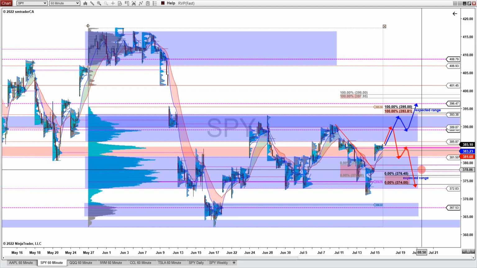So those are the up and down scenario and price level that I will be keeping an eye on for the SPY in the coming week.